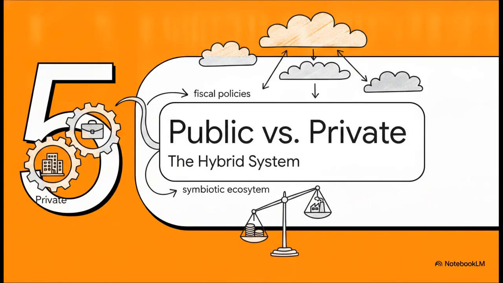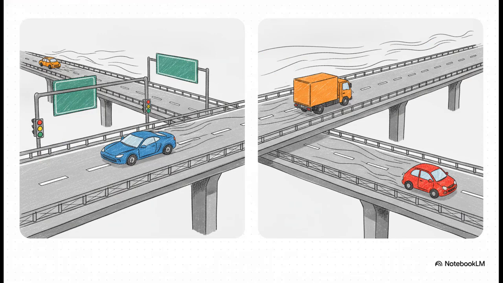And finally, Section 5, Public versus Private and the Hybrid System. You see, no modern economy is entirely run by the state, nor is it entirely run by private businesses. It's a hybrid system. Think of the entire economy as a vast transportation network.